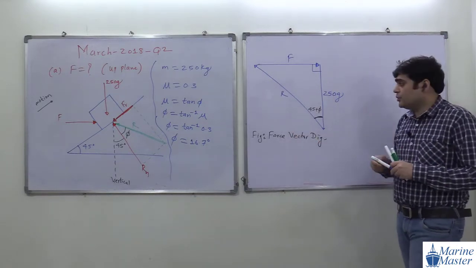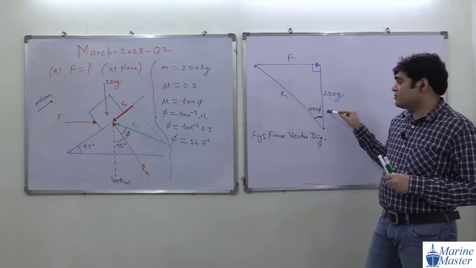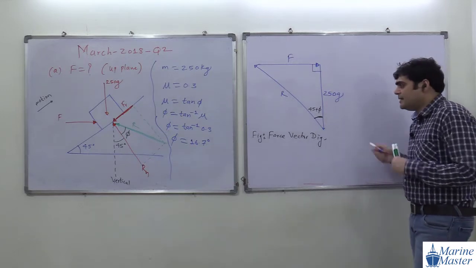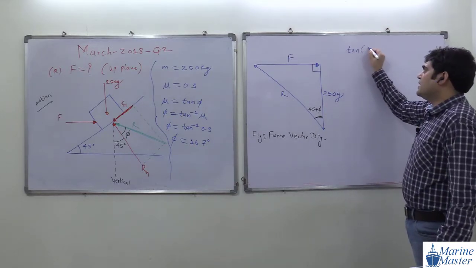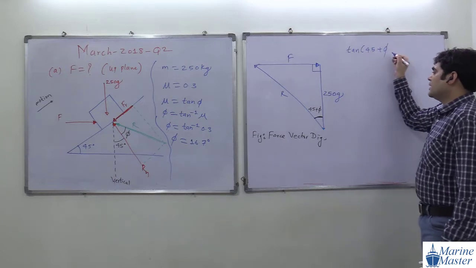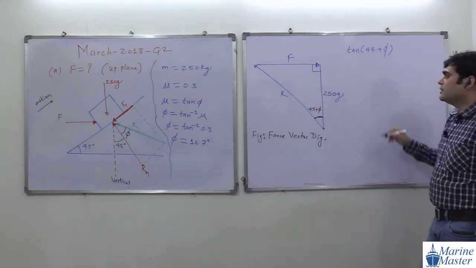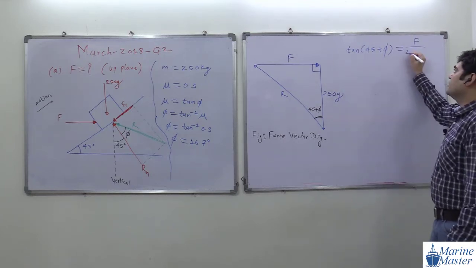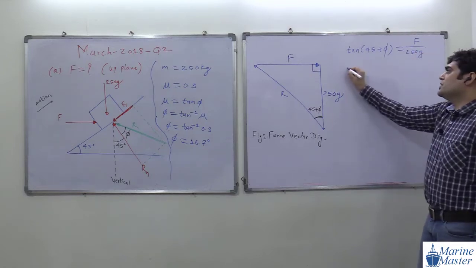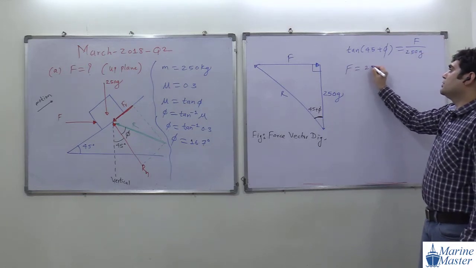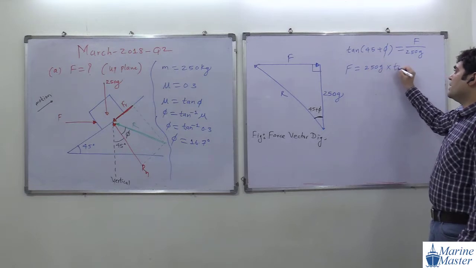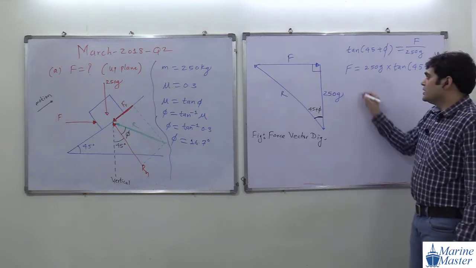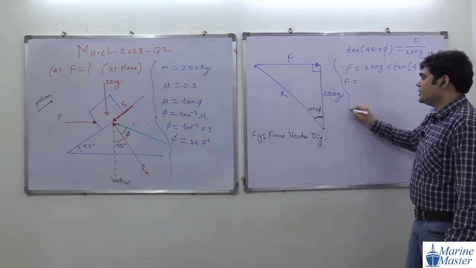Now try to see the scenario. So this is our opposite side, this is our adjacent side. Opposite by adjacent is what? Tan. So tan of 45 plus 5. Tan of what, guys? 45 plus 5. Opposite was F divided by adjacent, which is 250G. So F will be equal to 250G into tan of 45 plus 5.